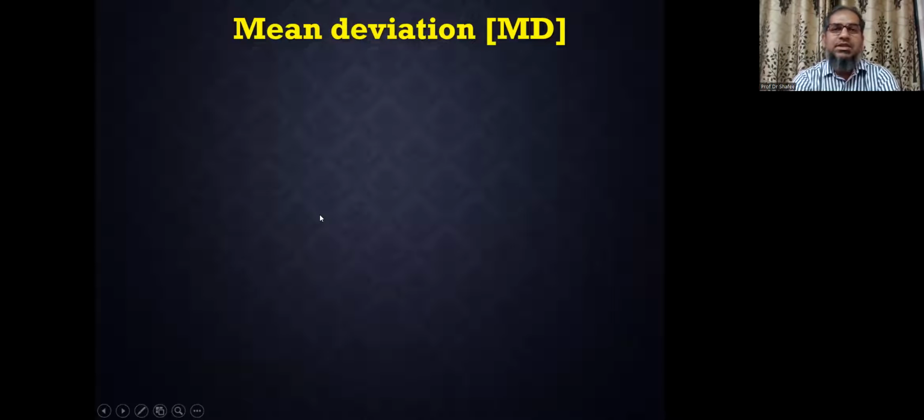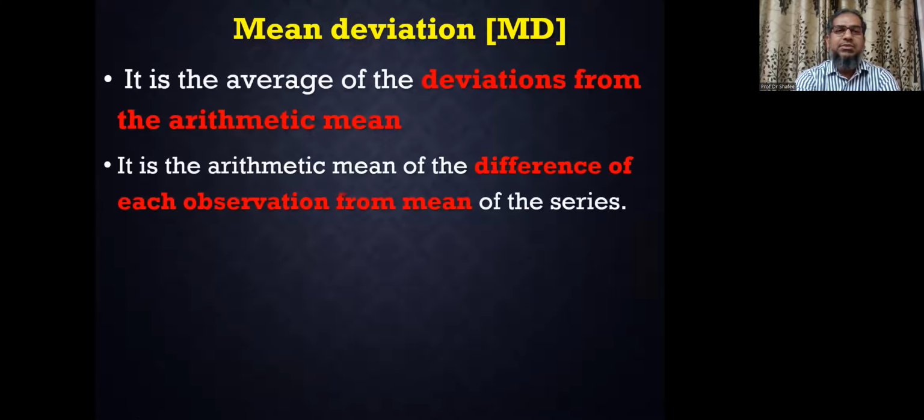Now coming to the very important one, mean deviation, because the standard deviation calculation will also depend on mean deviation. The name itself suggests: what is the deviation of the observation from the mean? It is called mean deviation or deviation from the mean. It is the arithmetic mean of the deviations from the arithmetic mean, that is, the arithmetic mean of the difference of each observation from the mean.